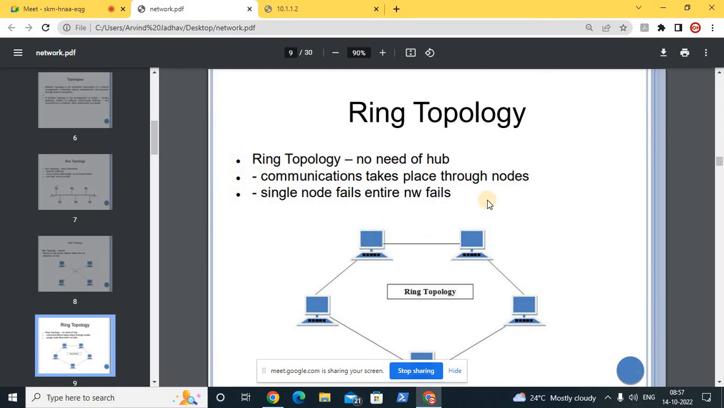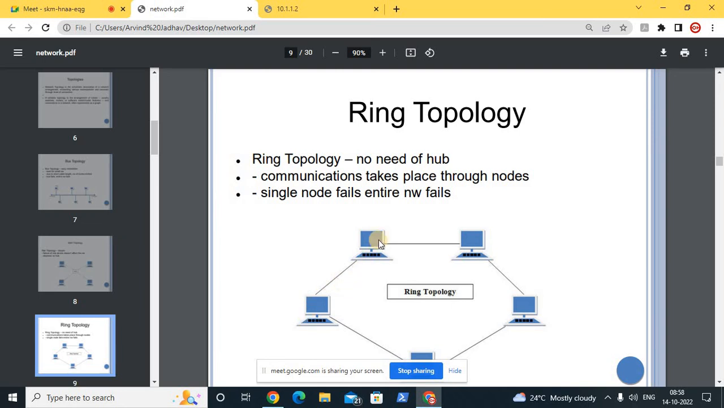So communication takes place through the nodes. For example, if this PC wants to communicate with this PC, what happened in ring topology? It will send the message to this PC. This will forward it to another PC. This will forward it to the destination PC. After that, it sends the acknowledgement for identification back to the return PC. This information will be sent to the first PC. So this is how communication happened.